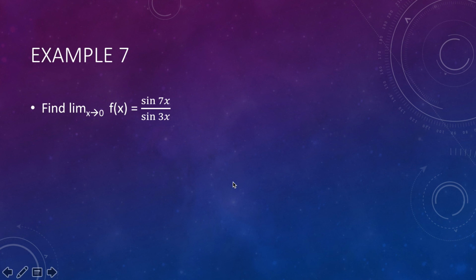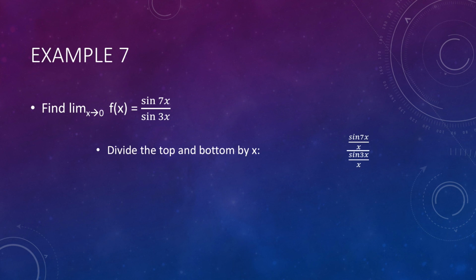Let's take a look at another example that requires you to use the rule. And it's much simpler after we went over example 6. Divide both the top and bottom by x, and use the logic from the previous example to get to 7 over 3. And if you see sine a constant x over x, then that equals that constant, as long as x is approaching 0.